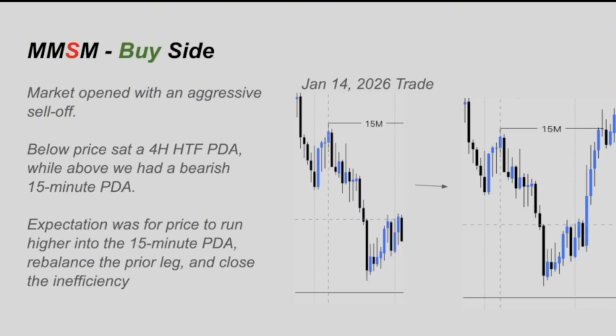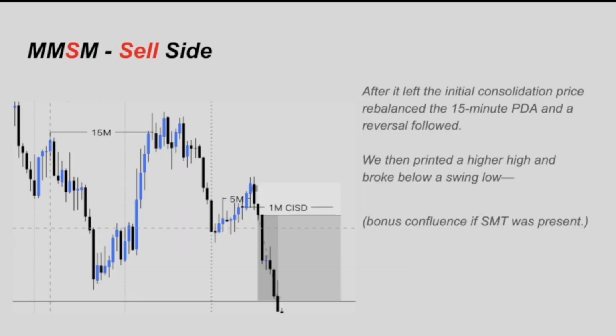We want to target LR leading to a gap. This was LR leading to a gap. Okay, cool. That being said, after we rebalanced, we went into the sell side of the market maker sell model. Okay, how can we use time? Price rebalanced at right around 10:30.